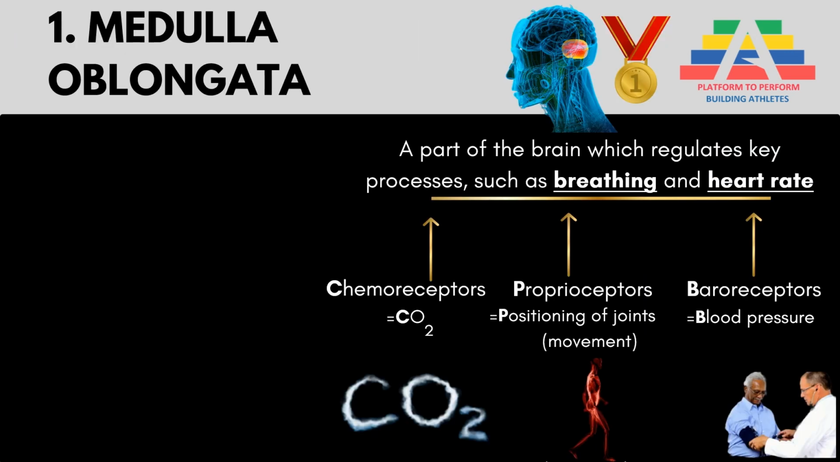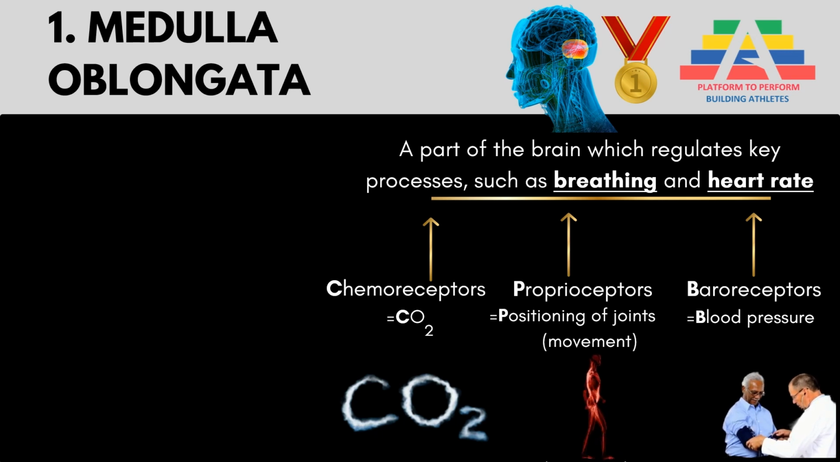This is one of the three main mechanisms that controls the rate of impulses from the heart. The other two we've already mentioned. They're the central nervous system, which includes the brain and the spinal cord, and the peripheral nervous system. When we talk about something being on the periphery, it's on the edge or the outside. So the chemoreceptors, proprioceptors, and baroreceptors, these all talk to the medulla oblongata. This is part of the brain which regulates key processes such as breathing and heart rate.